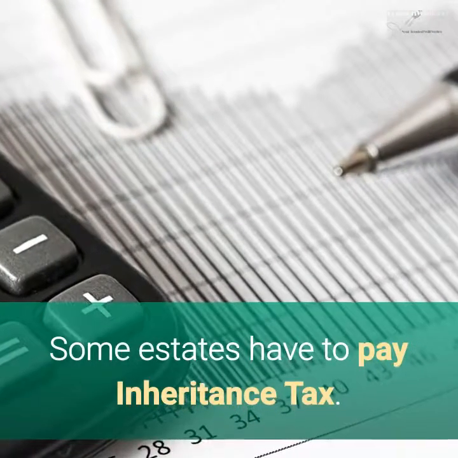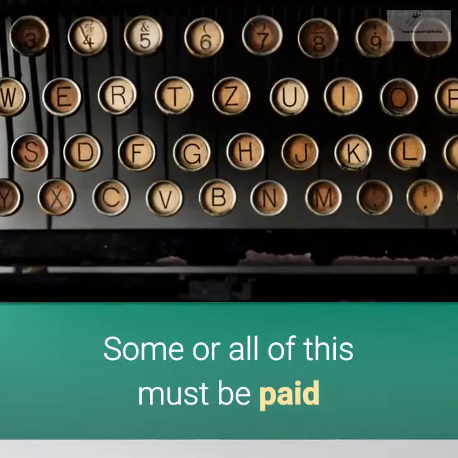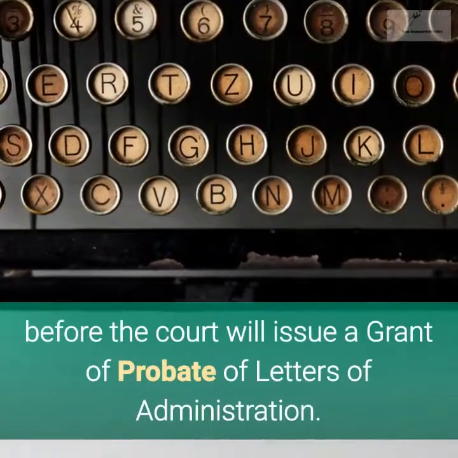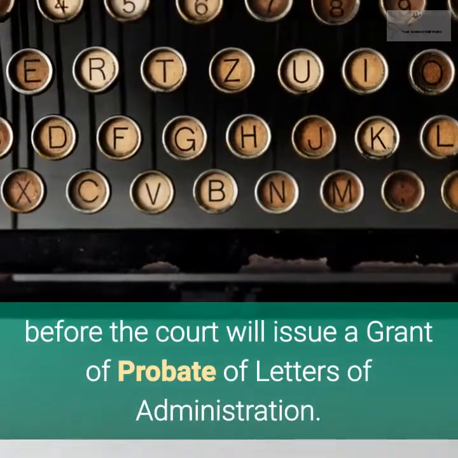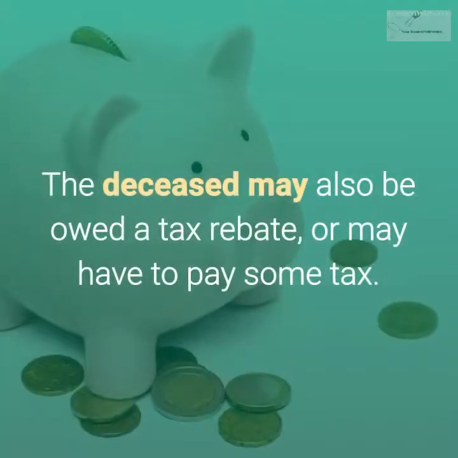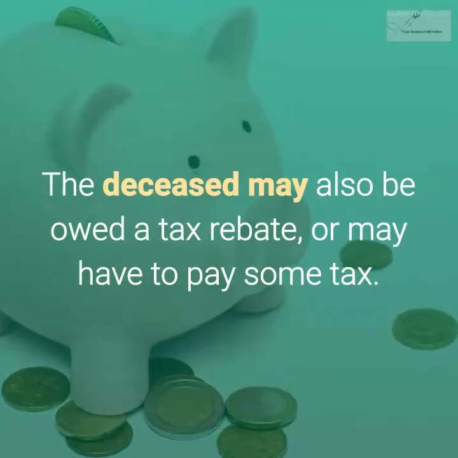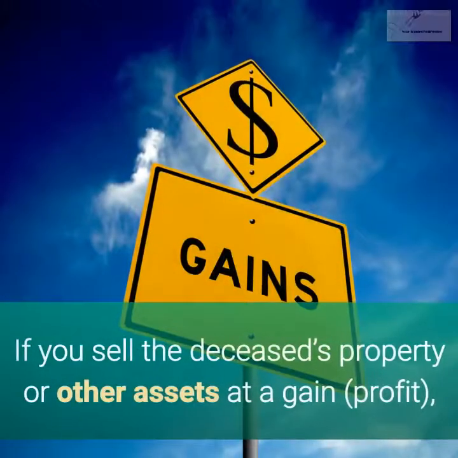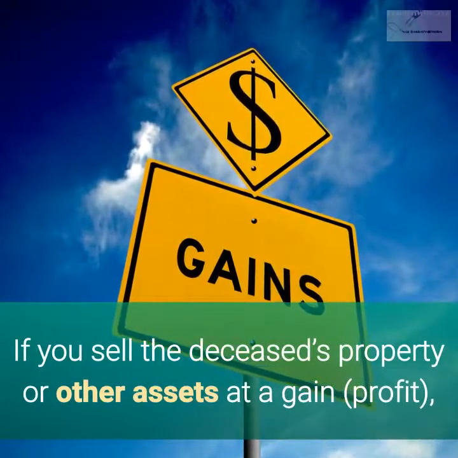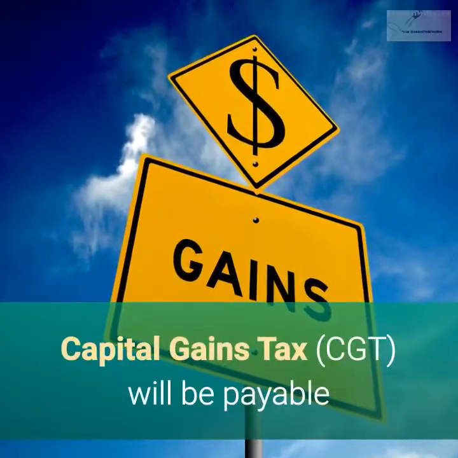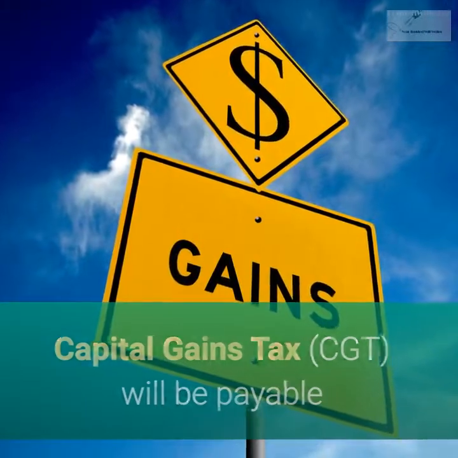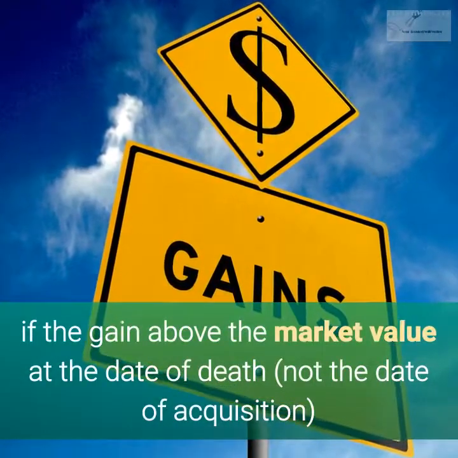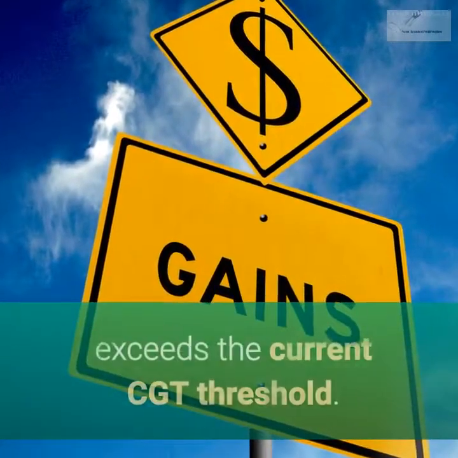Some estates have to pay inheritance tax. Some or all of this must be paid before the court will issue a grant of probate or letters of administration. The deceased may also be owed a tax rebate, or may have to pay some tax. If you sell the deceased's property or other assets at a gain, capital gains tax (CGT) will be payable if the gain above the market value at the date of death, not the date of acquisition, exceeds the current CGT threshold.